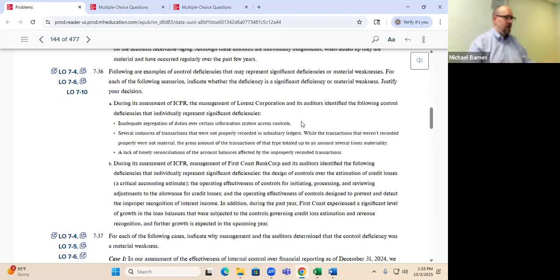All right, 736. During its assessment of ICOFR, management of Lawrence Company Corporation and its auditors identified the following control deficiencies that individually represent significant deficiencies: inadequate segregation of duties over certain information and system access controls; several instances of transactions that were not properly recorded in subsidiary ledgers, while transactions that were recorded properly were not material; the gross amount of the transactions of that type totaled up to several times materiality; and a lack of timely reconciliations of the account balances affected by the improperly recorded transactions.